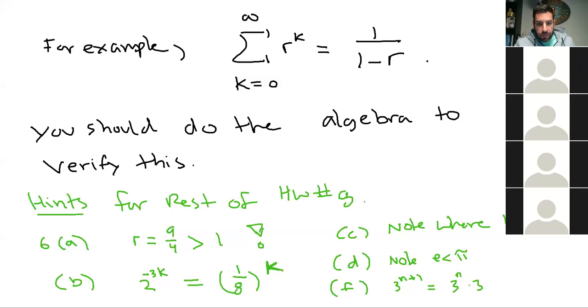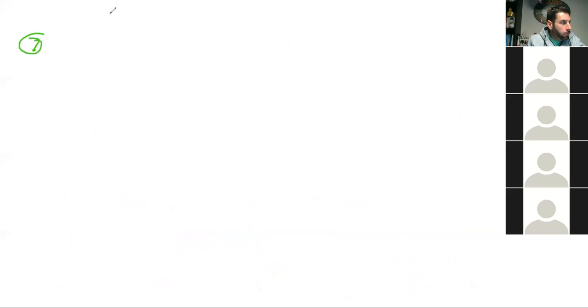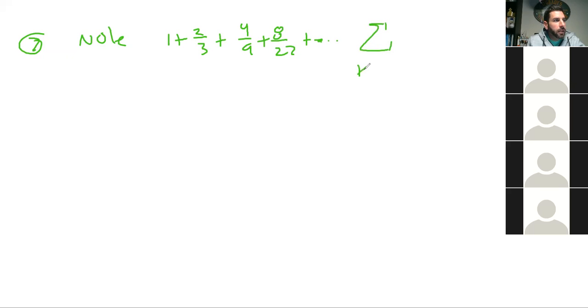So let me give you a hint for 7. For 7, you need to note that 1 plus 2/3 plus 4/9 plus 8/27, we can write this in a compact way using this sum. It's the sum, k goes from 0 to infinity of 2/3 to the power k. You have to make that connection. If you make that connection, the problem's instant. And that's it for this homework.